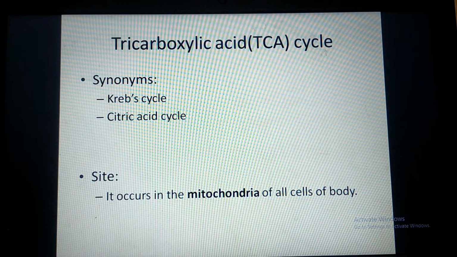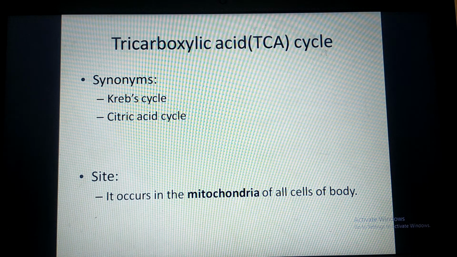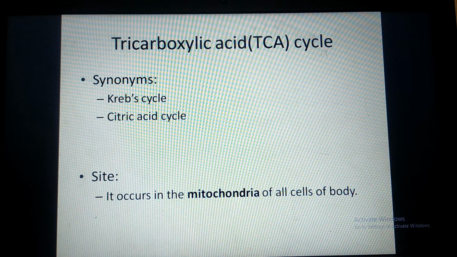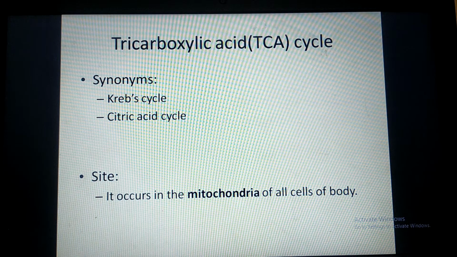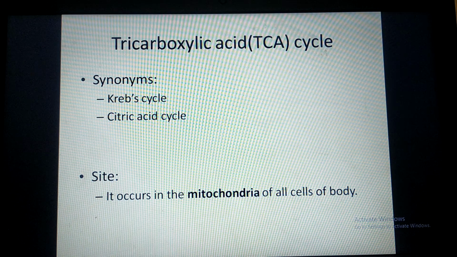So, TCA cycle, the long form is tricarboxylic acid cycle. This is so called because the carboxylic acids formed as intermediates of this cycle have three carboxyl groups. Hence it is called tricarboxylic acid cycle. It was discovered by the scientist Sir Hans Krebs. Therefore it is also called Krebs cycle.